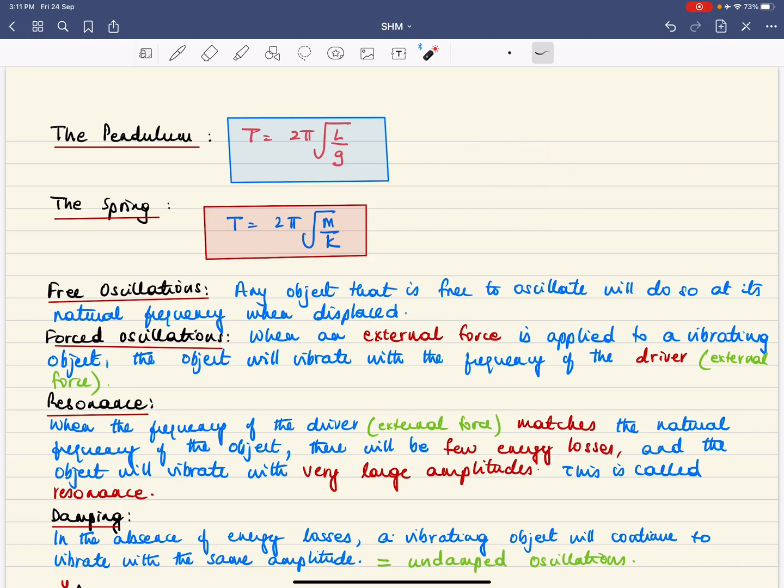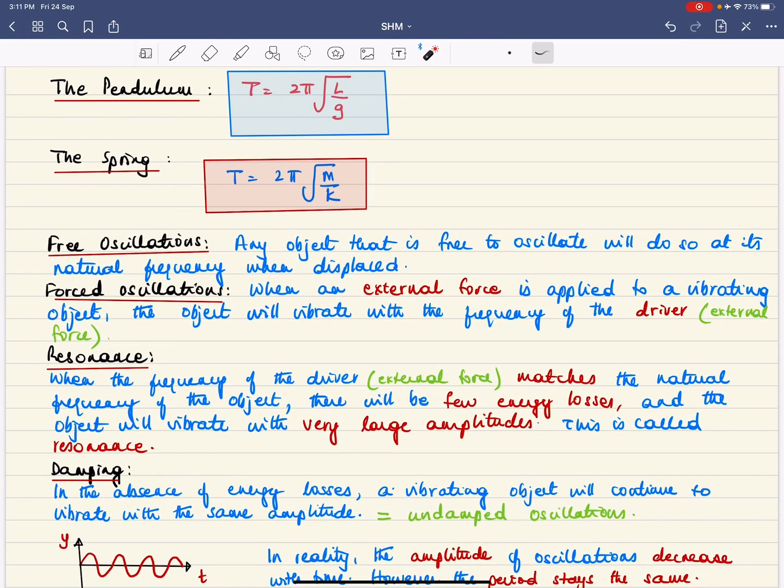Okay, free oscillations. Anything that's free to oscillate, if you disturb it, displace it, and leave it to oscillate, will do so with its own natural frequency. How do you know what the natural frequency is? Using one of these equations. Forced oscillation: if something's already oscillating and there's an external force also applied to it, then whatever is oscillating will vibrate with the frequency of the driver. That's your external force, but the amplitude will be small.